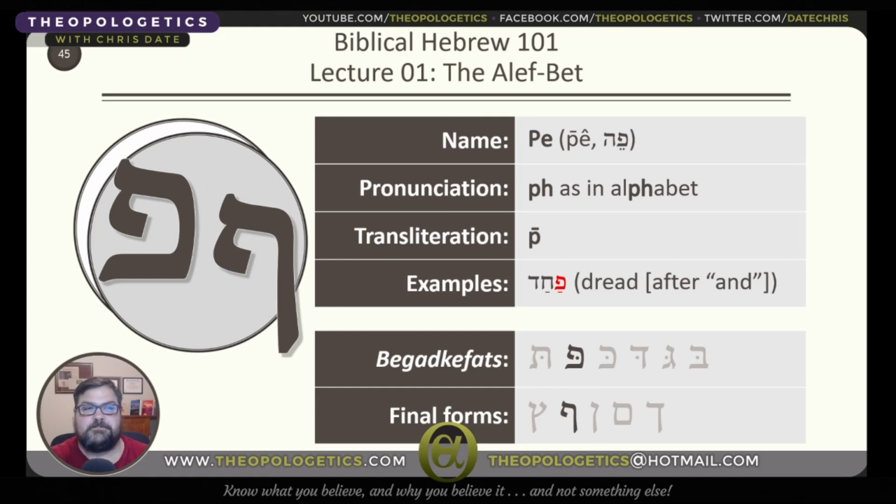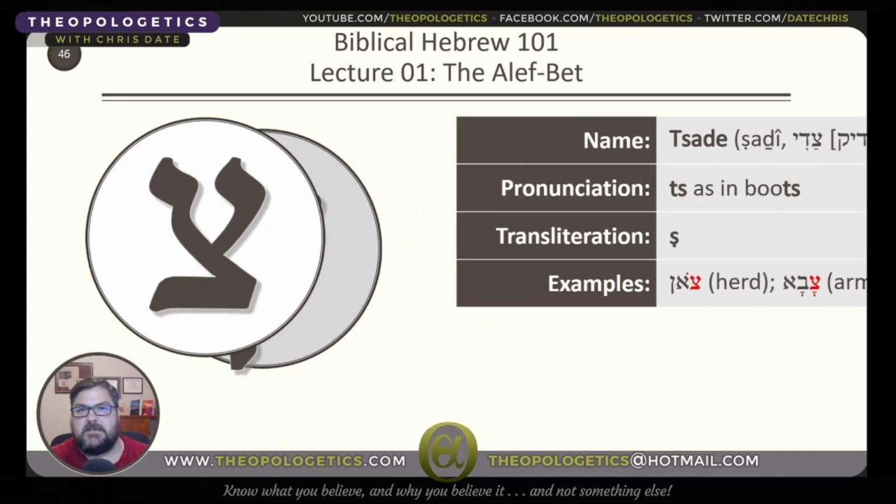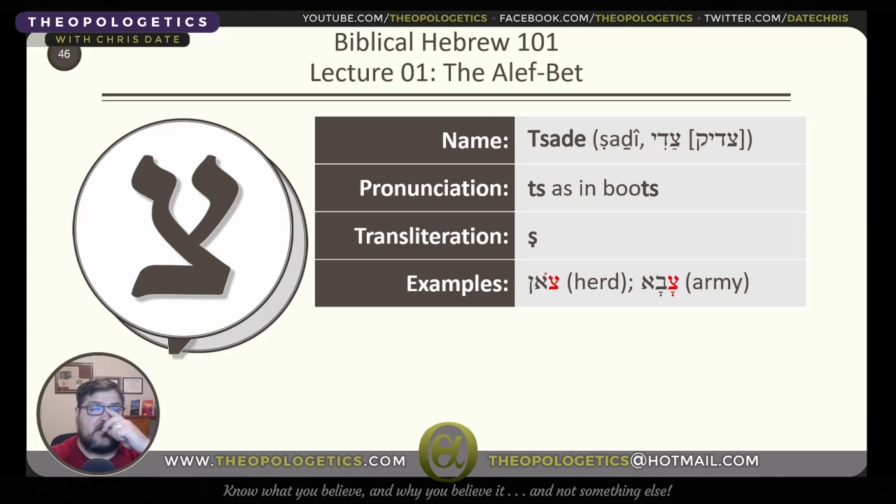Next letter in the Alef-Bet is the letter tsadi, and as you can probably see, it has a final form. The letter tsadi is pronounced like the TS in the English word boots, or the TS at the beginning of the English transliteration, tsunami. Right? This isn't a simple S sound. It's not just s, it's ts, almost like a hi-hat sound, right?